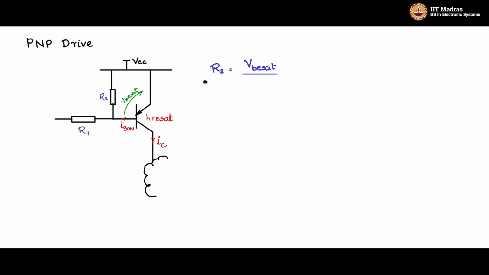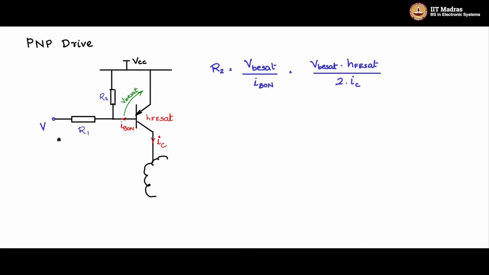Now R2, let us calculate R2. R2 equals VCC minus this potential, which is nothing but VB SAT. So the VB SAT divided by IB on will be VB SAT into HFE SAT divided by 2 times IC. Same like in the case of an NPN drive circuit.